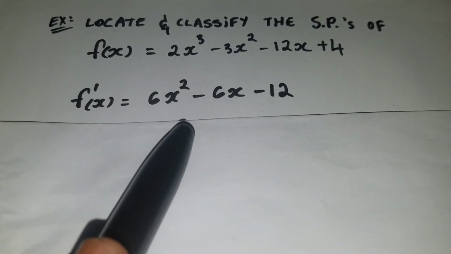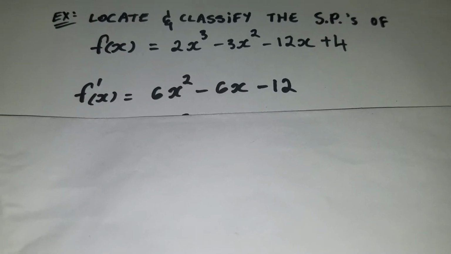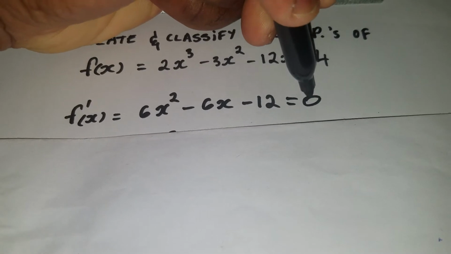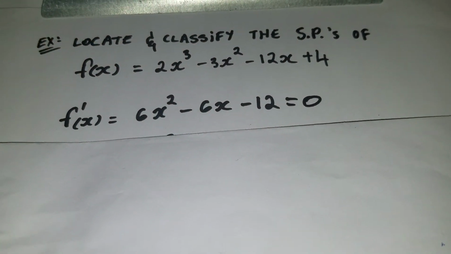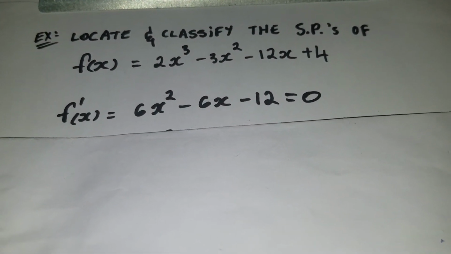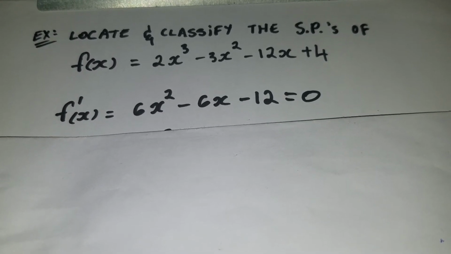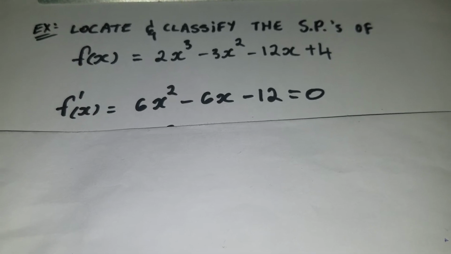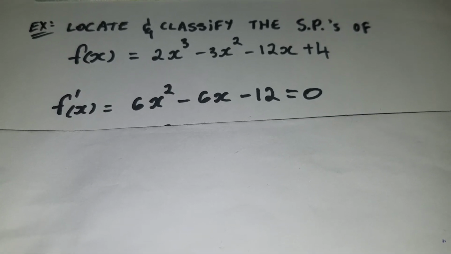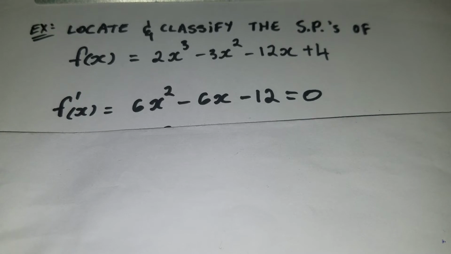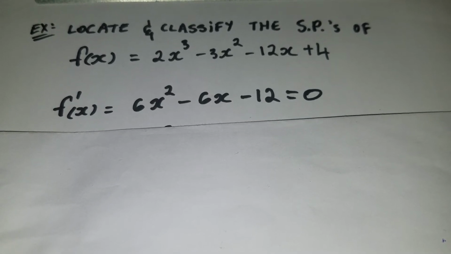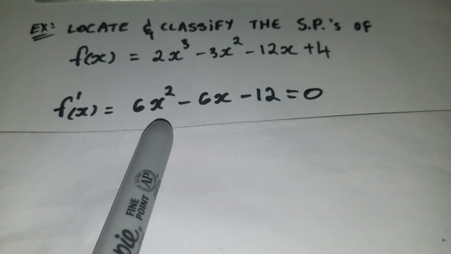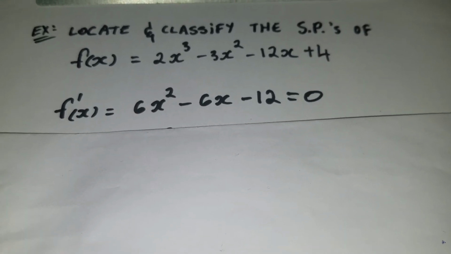And after we differentiate the function, we need to then equate it to 0. Because as we know, the stationary point only occurs when the differential or the gradient is 0. Now, what we need to do next is solve for the unknown variable x. Now, in this case, it's a quadratic expression, so we would need to factorize it.